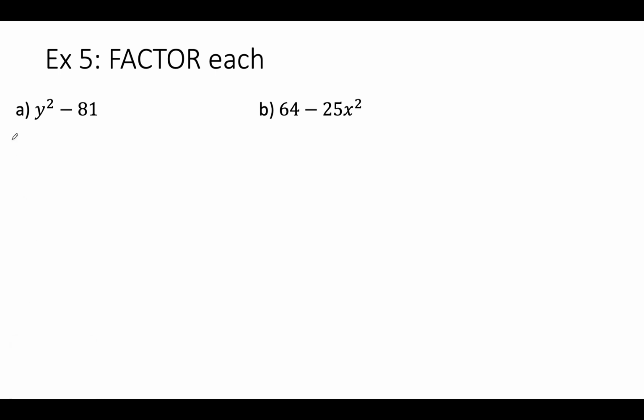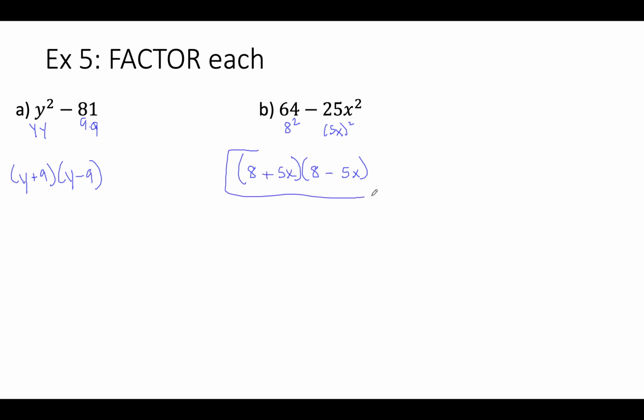So letter B, I'm going to rewrite this one. Alright, so letter B, this is 8 squared, or 8 times 8, and this is 5x squared, or 5x times 5x. So your two parentheses, your 8 is going to go first, and your 5x goes second, and then 1 plus, 1 minus, and I forgot to ask or mention there's no GCF. Okay, and so letter C, the last example.